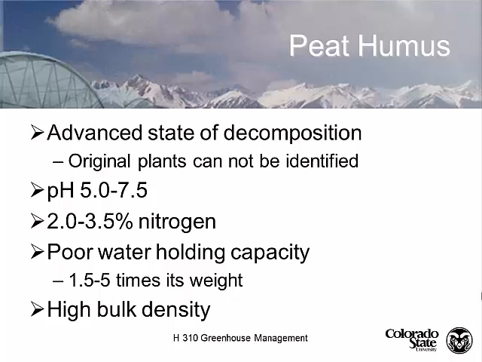The peats. Peat humus is the highest, most degraded form of peat moss, or you can't even tell what the original plant materials are. pH 5 to 7.5. pH is pretty high. It's got some free nitrogen, not a whole lot of water holding capacity, and it's got a high bulk density. This is probably from the peat bogs that they were discovering the mummified remains in the British Isles.